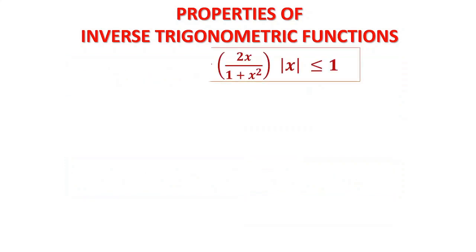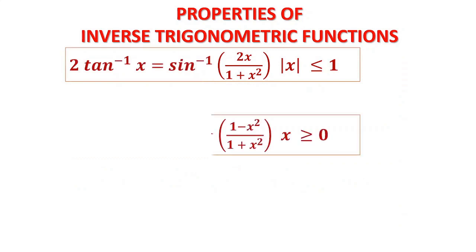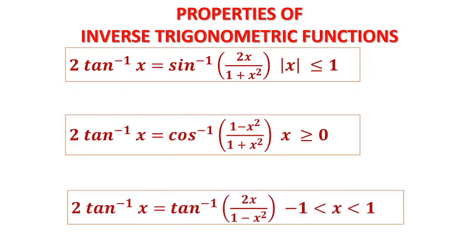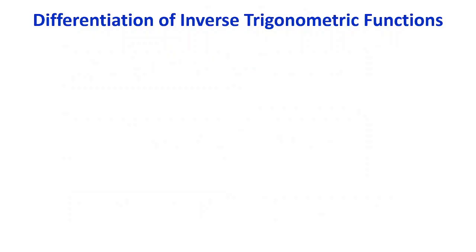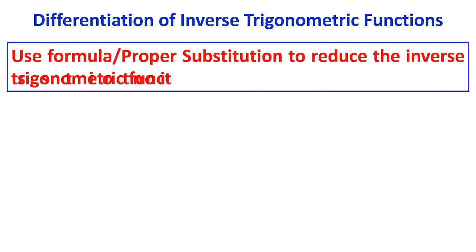Well, now another property is how to express tan inverse x in terms of sin inverse, how to express it in terms of cos inverse, and how to express it in terms of tan inverse. These are all formulas which we have already seen in multiple angle formulas being used over here. The sin 2x formula is used to get the first one, the cos 2x formula is used to get the second one, and the tan 2x formula is used to get the third one. But we will go for how to do this differentiation. Very simple. Use a formula or proper substitution to reduce the inverse trigonometric function to its simplest form.